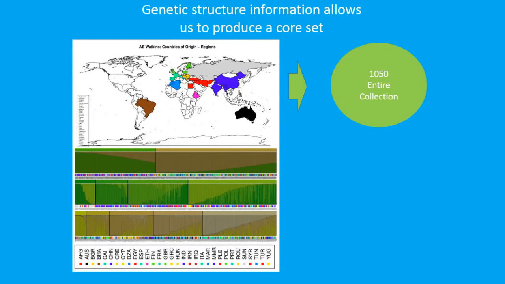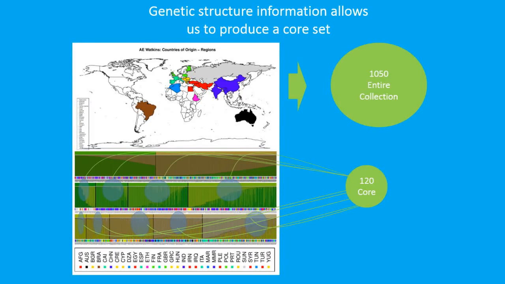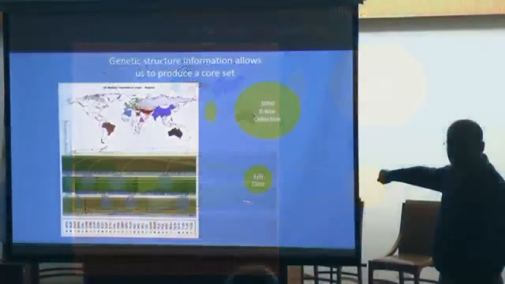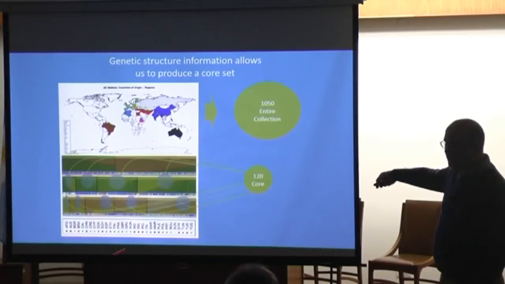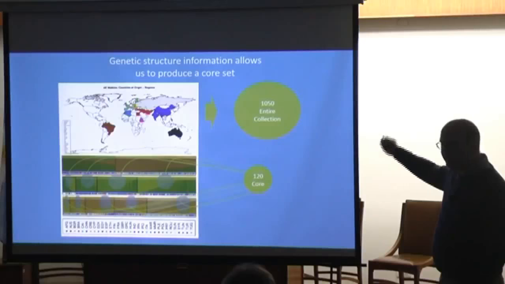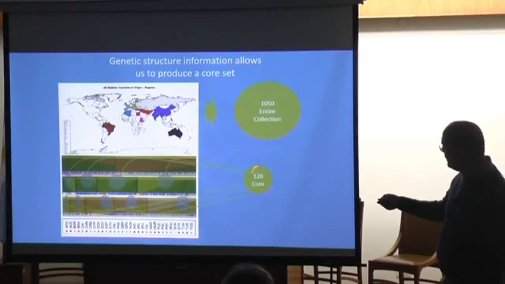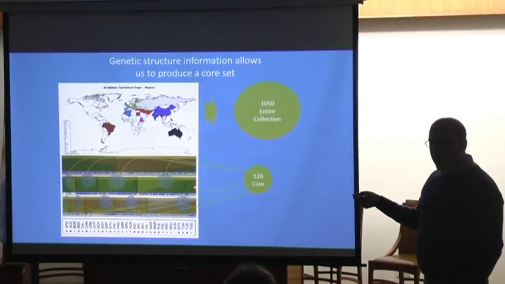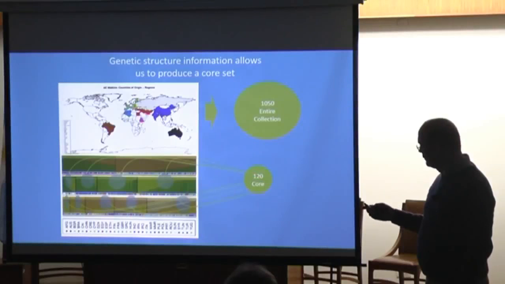Then we wanted to make a manageable set for people to study. So we sampled each of these windows, the ancestral groups, to represent the variation seen within them and make a core set of 120 lines. This is something that people could manage when they screened it for disease resistance or physiological traits or whatever. And it's also something we could manage in terms of making a genetic resource from it.